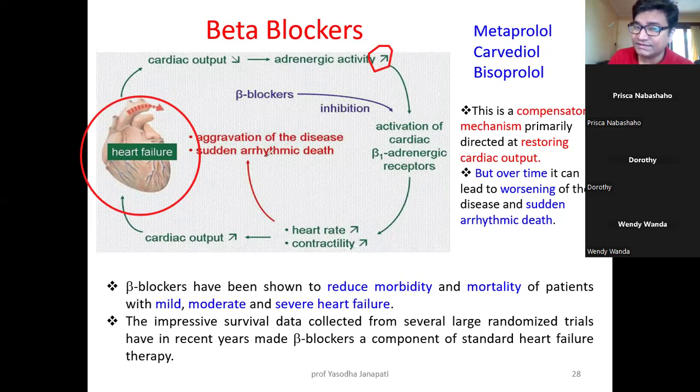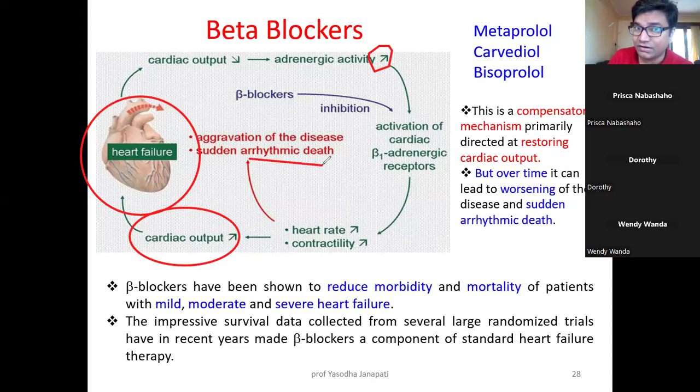They have observed aggravation of the disease and sudden arrhythmias. You can see here, adrenergic activity increases, activation of cardiac receptors, that is beta 1, increases heart rate and contractility. Then it also increases cardiac output. That's good. But what happens for some of the people, they have observed that it becomes aggravation of disease, and sudden cardiac death is observed.